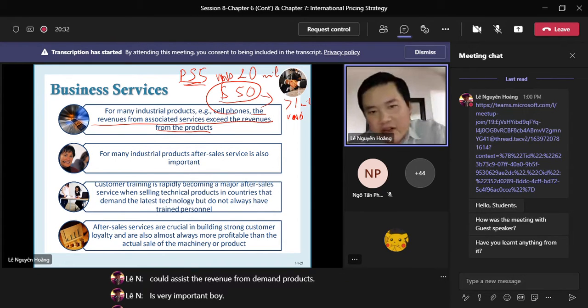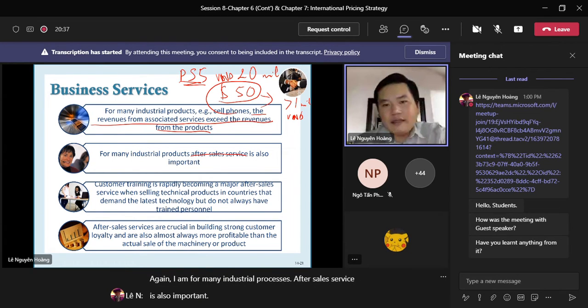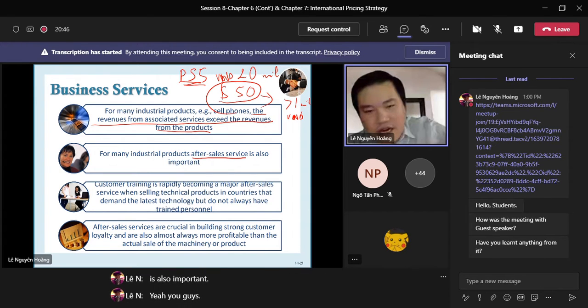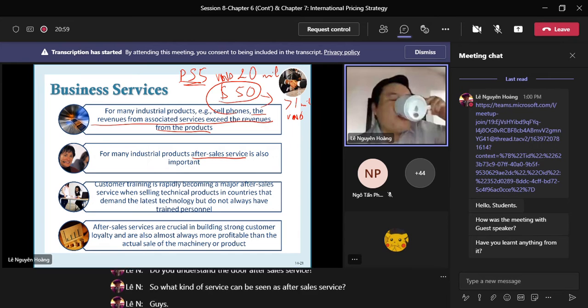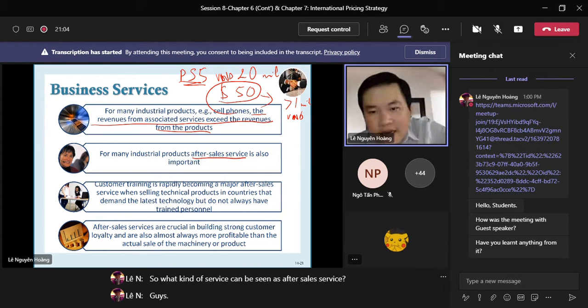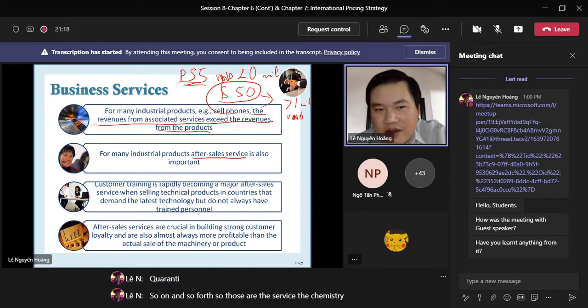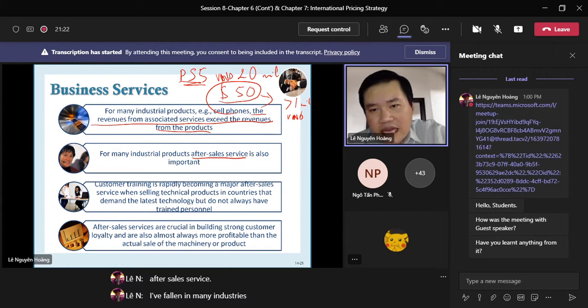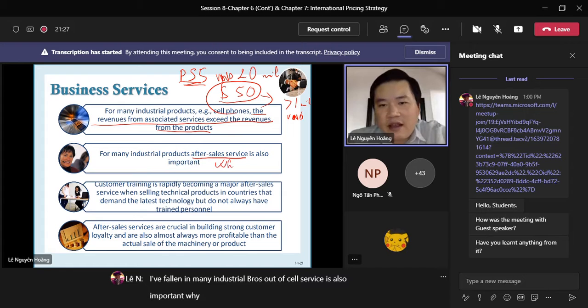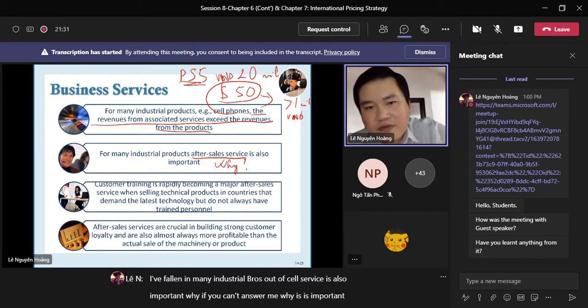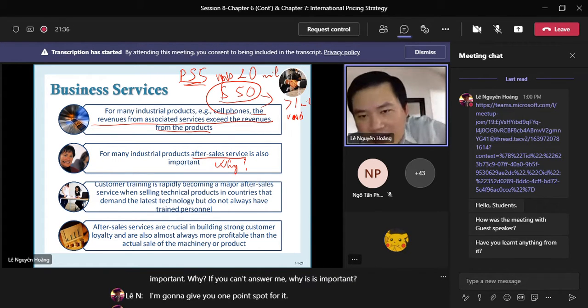Okay, and for many industrial products, after sales service is also important. Do you understand the word after sales service? What kind of service can be seen as after sales service? Like maintenance. Maintenance, yes. Quarantine, and so on and so forth. Those are the services that can be seen as after sales service. And for many industrial products, after sales service is also important. Why? If you can answer me why it is important, I'm going to give you 1 bonus point. Why is it important?